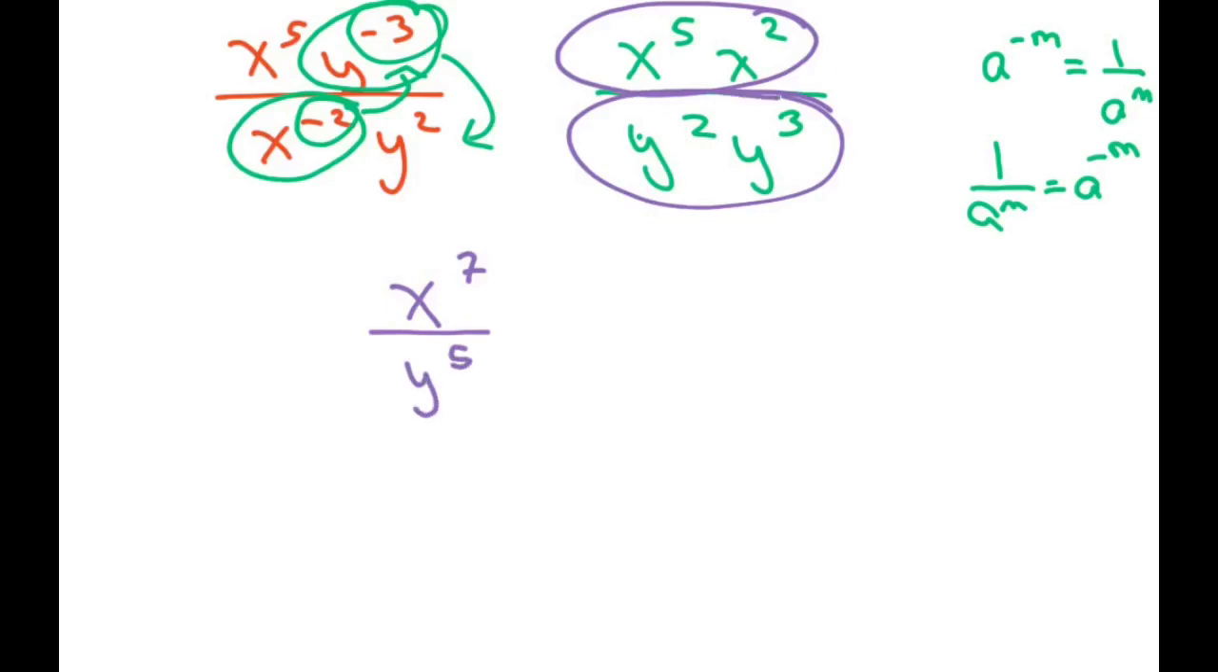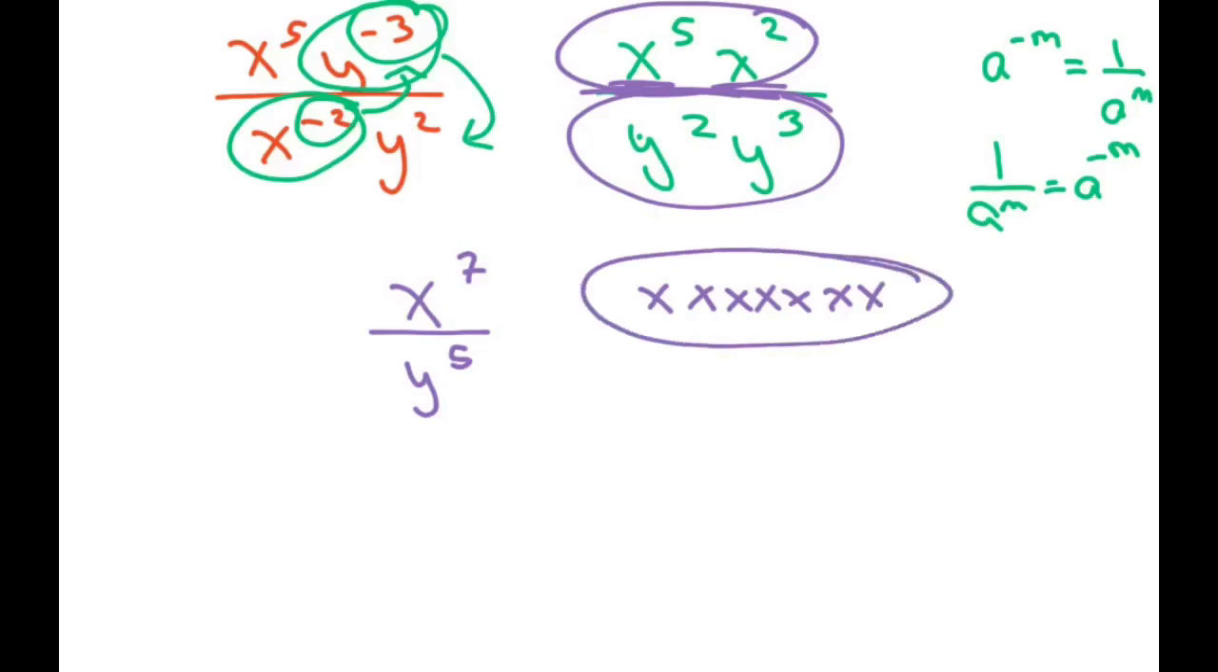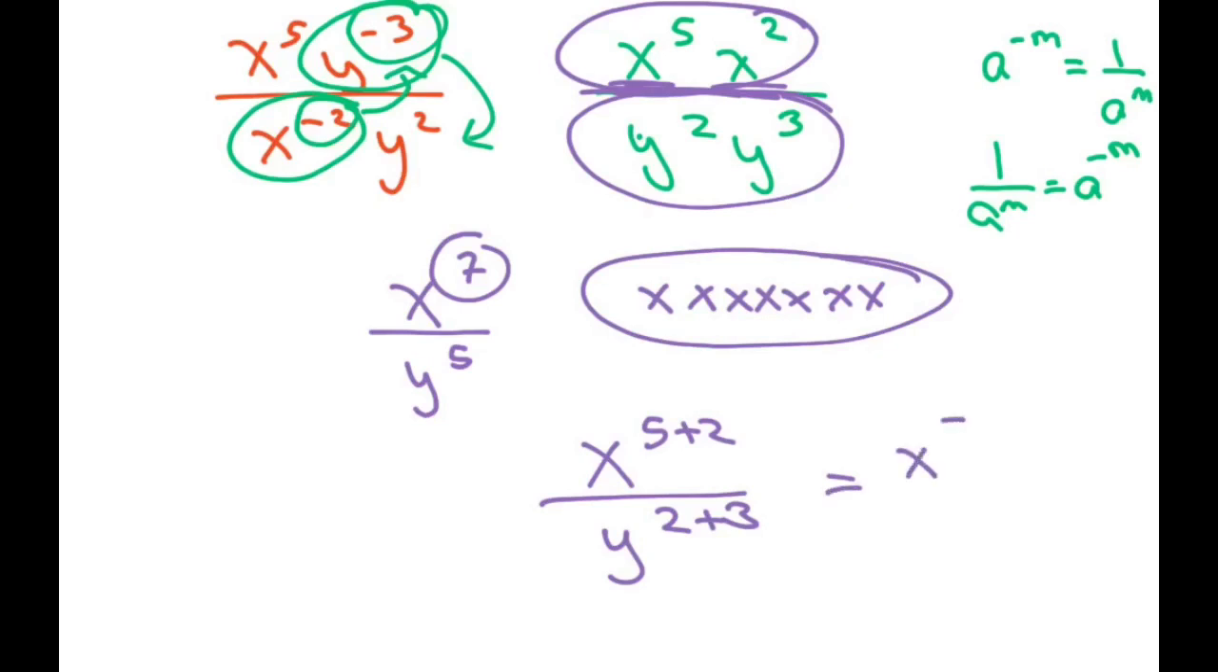And I'm going to tell you why the product property works. That means we have 5 x's here and 2 here. When you add them up, you get 7. So you're basically doing x to the 5 plus 2 over y to the 2 plus 3. And that gives you your x to the 7th over y to the 5th.